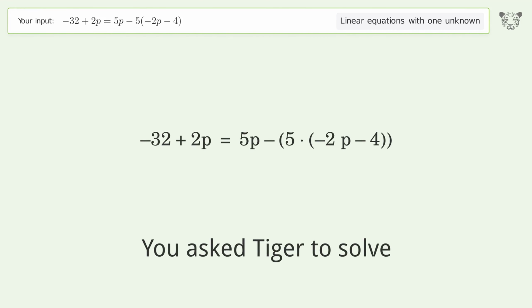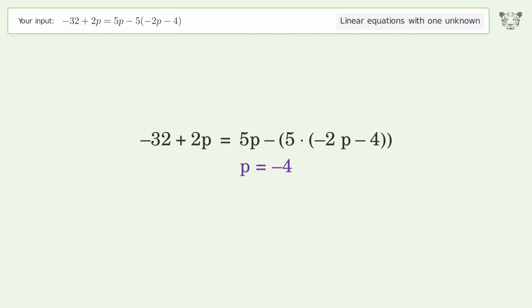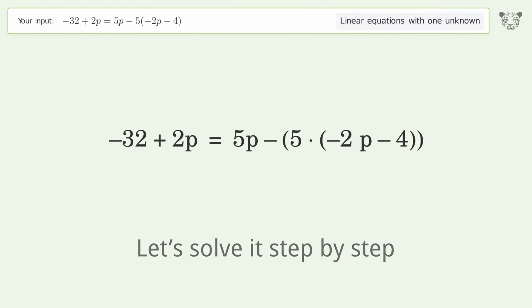You ask Tiger to solve. This deals with linear equations with one unknown. The final result is p equals -4. Let's solve it step by step.